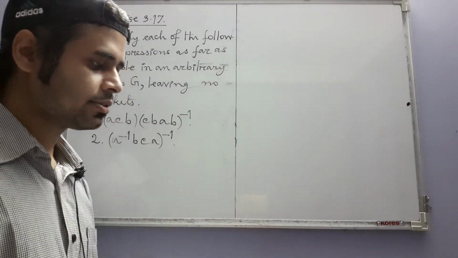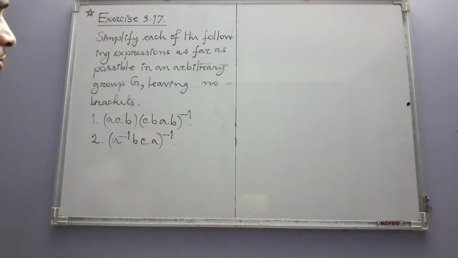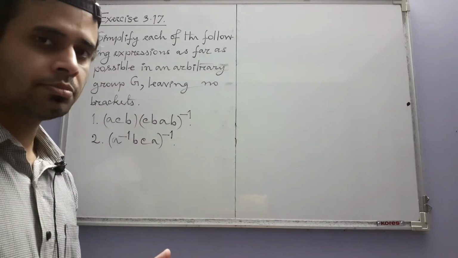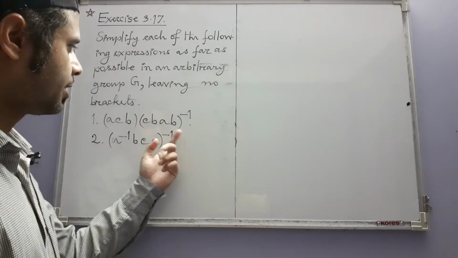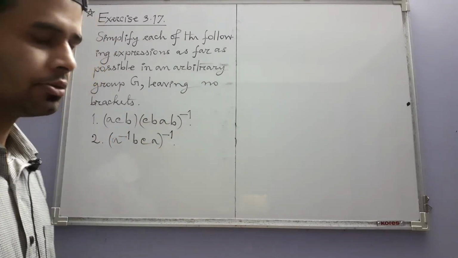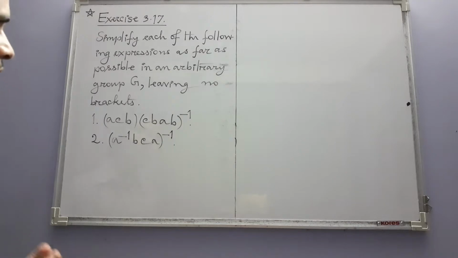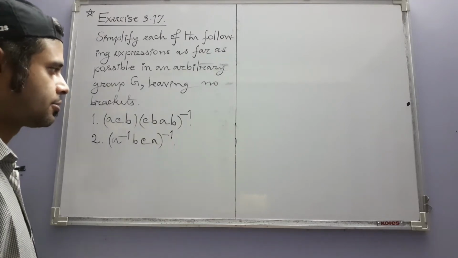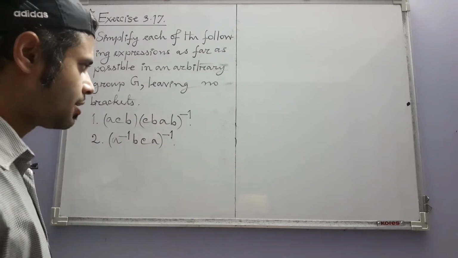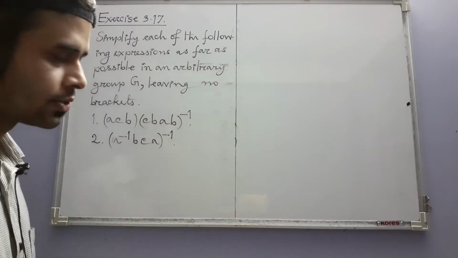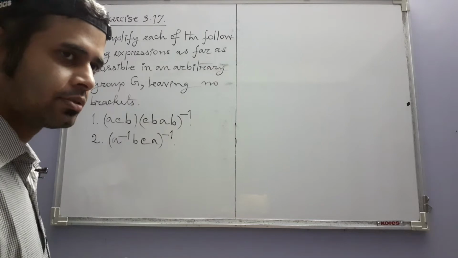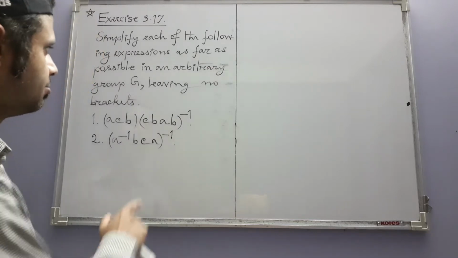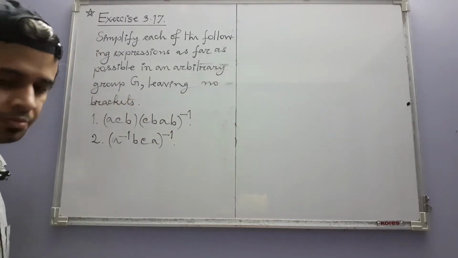Next, exercise 17. We have an arbitrary group G in which we have these expressions. We need to simplify them as far as possible so that the end result has no brackets, and these symbols A, B, C are group elements in this arbitrary group G.